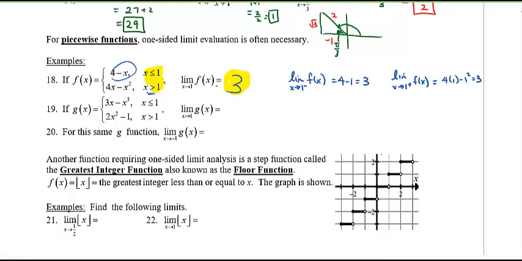Okay, I'm going to ask you to do number 19 now, yourself. Try it, then come back and check your work with me. Did you think I was going to give you the answer so fast? I'm going to make you wait a little bit longer.